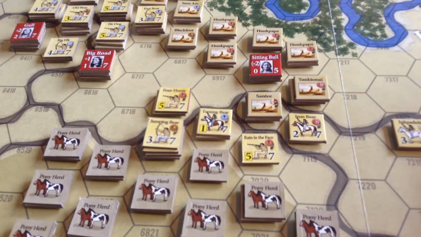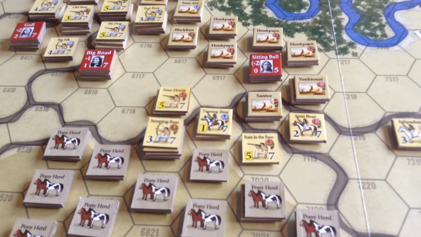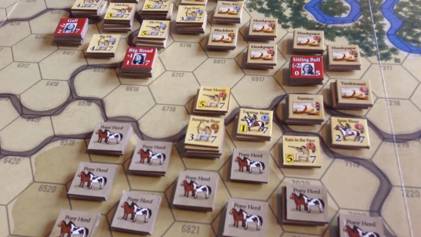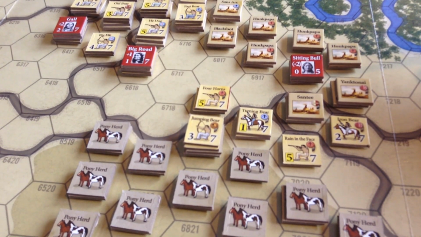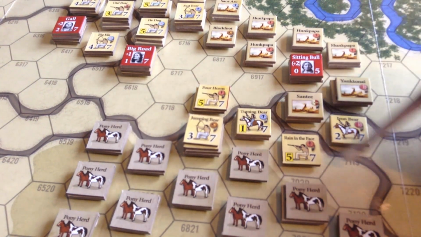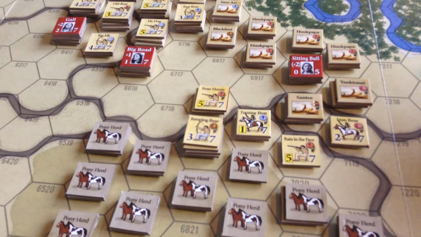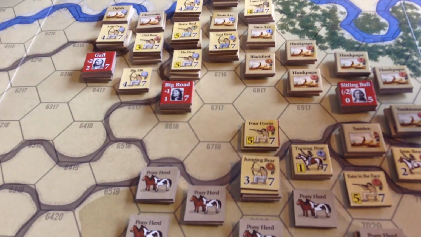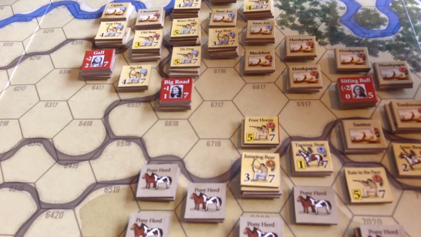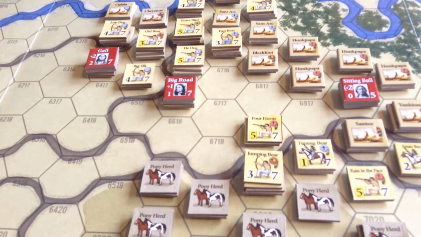Okay, this is the Indian village after the Indians have moved. Most of the Hunkpapa were able to get to the pony herd. They have to spend a movement point to mount up, and a few of them have. So you can see the Hunkpapa are on the way to mounting up and trying to react. Most of the other Indian villages, again, are still dismounted. They're scrambling towards the pony herd.